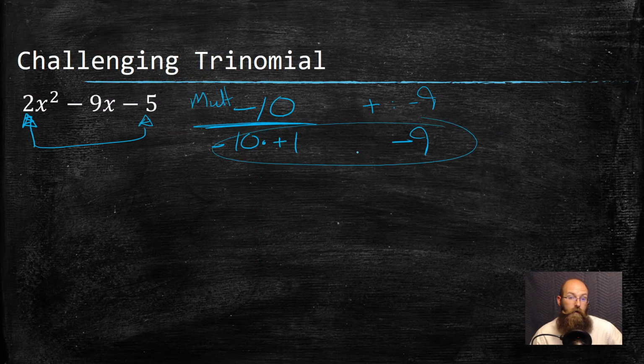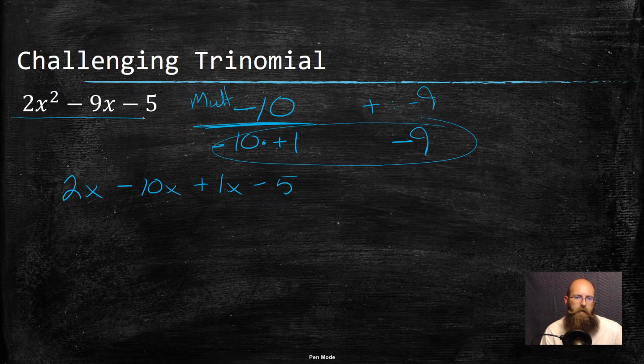But I have to do some weird stuff from here. So now I'm writing 2x squared, and I'm actually going to write this chunk out a little bit differently. Instead of -9x, I'm going to write a -10x and a +1x, and then a -5. You'll notice I have not made any changes here except how it looks, right? This original formula up here, this one, and this one are still equal to each other. They're still equivalent because negative 10x plus 1x still gives me that negative 9x.